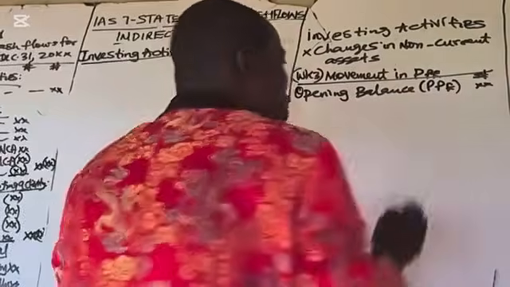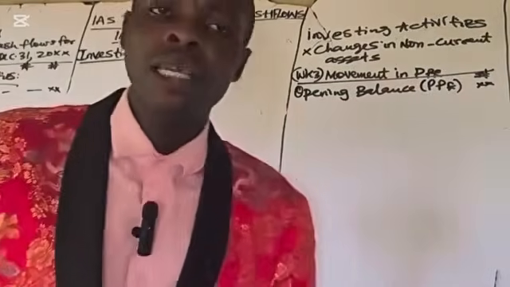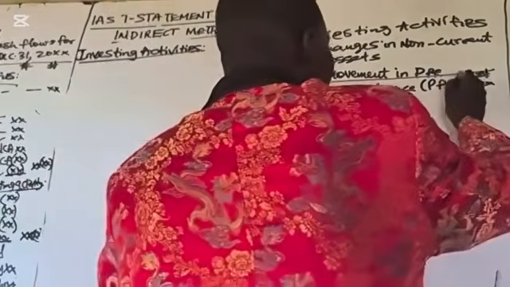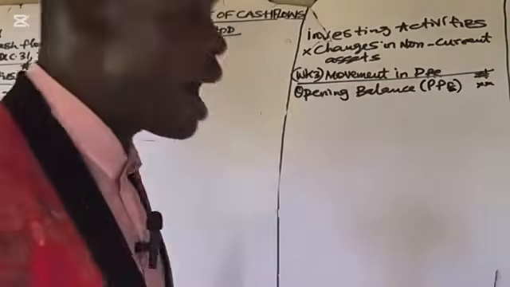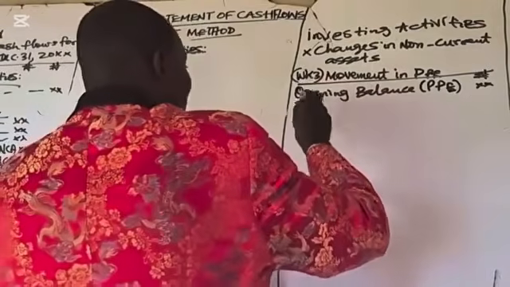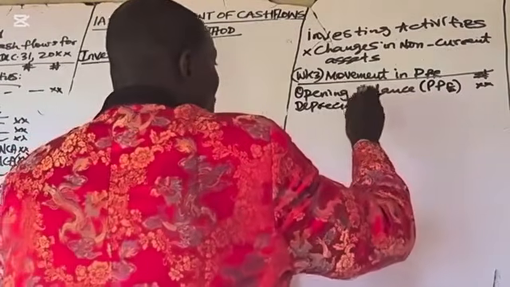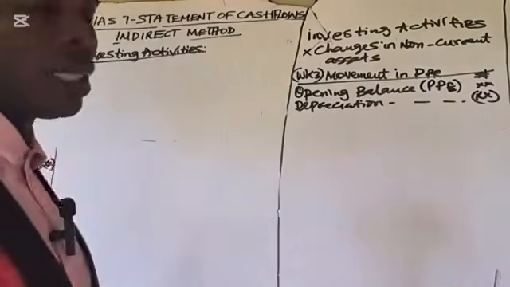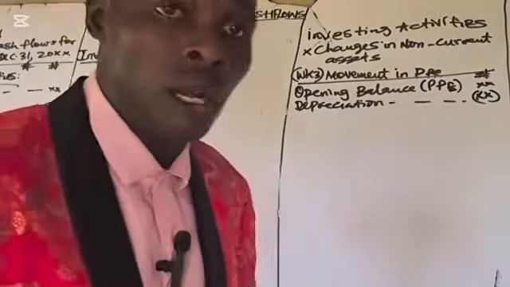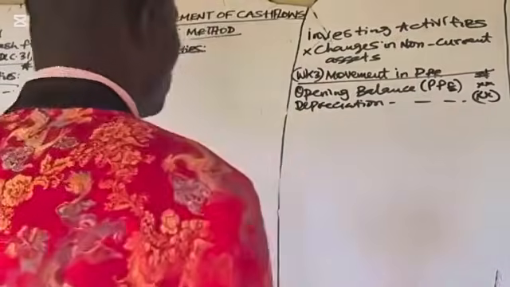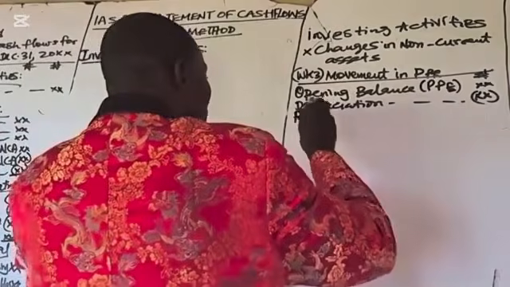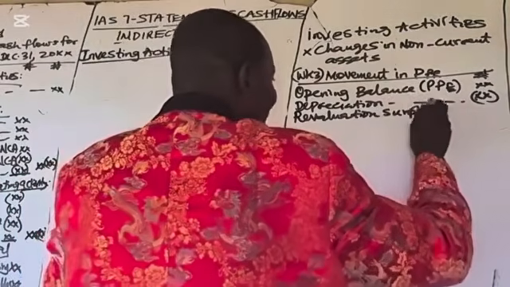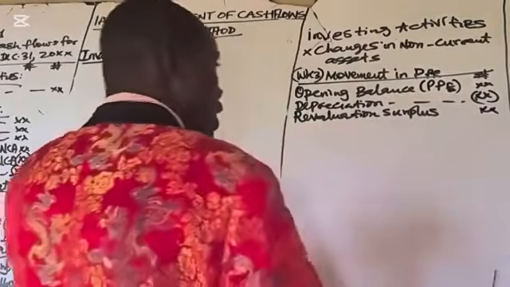There are a number of adjustments that need to be incorporated into the movement in non-current assets. Number one, non-current assets may be depreciated, so you may have depreciation. So if there is depreciation, the PPE will reduce, so you subtract the depreciation. Aside from depreciation, the PPE may be revalued. So if it is revalued upwards, you may have revaluation surplus. That is where it has been revalued upward. That means the PPE will increase, so you add it.